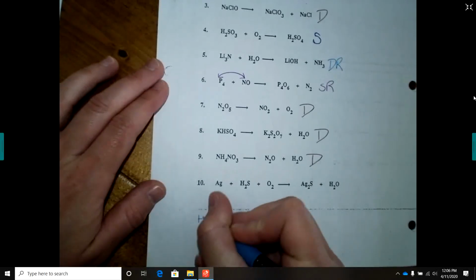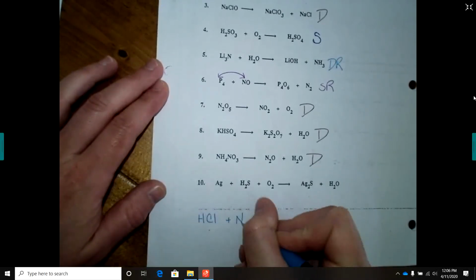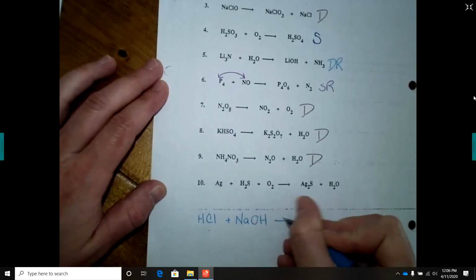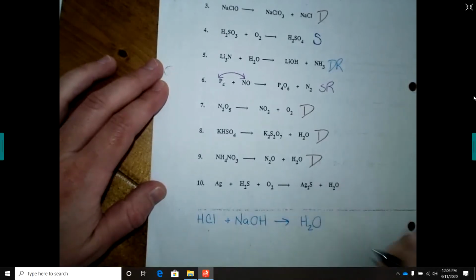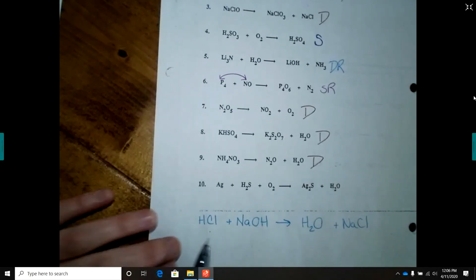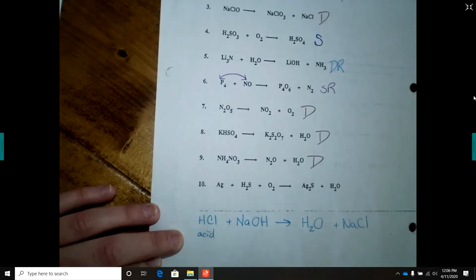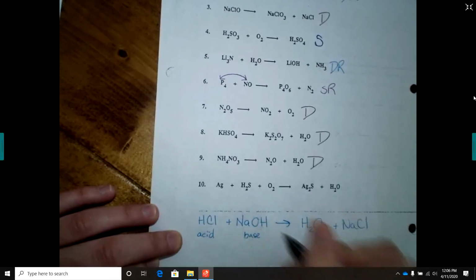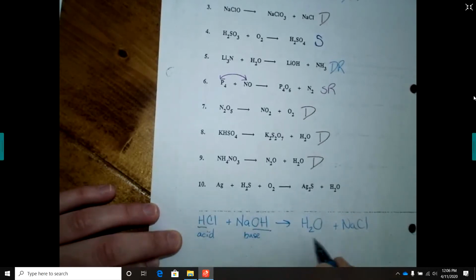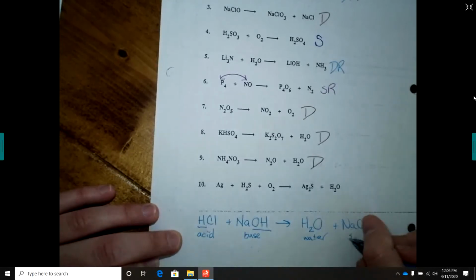If you had something like this, HCl plus NaOH yields H2O plus NaCl. All right, you would see that this is our acid. It begins with H. This is our base. It ends with OH. The H and the OH come together to make water. And NaCl comes together to make a salt. It doesn't always have to be this particular salt. Again, it's just a cation and an anion.